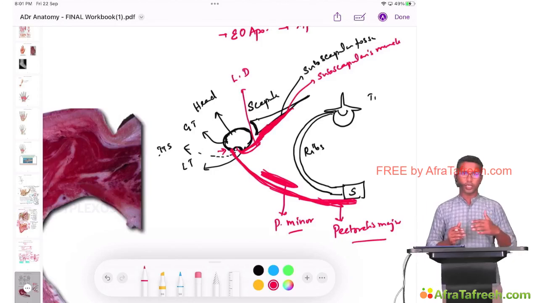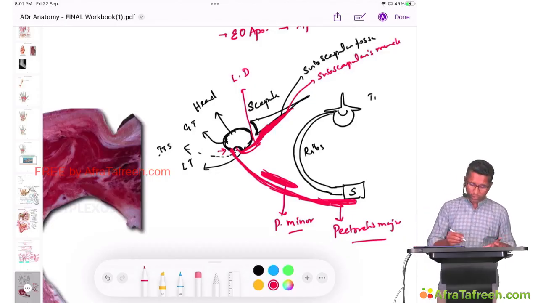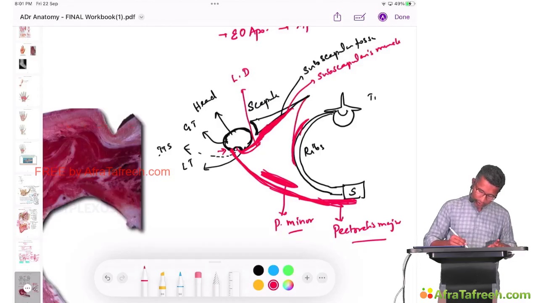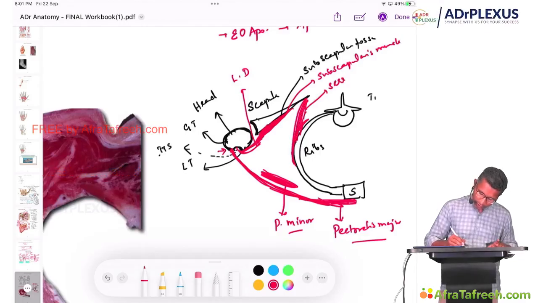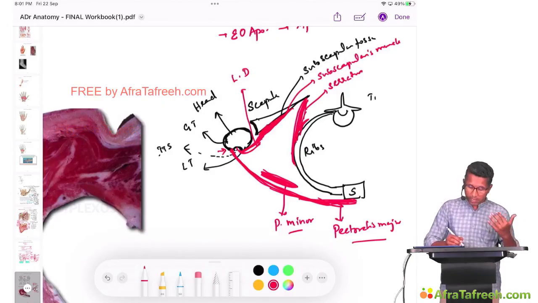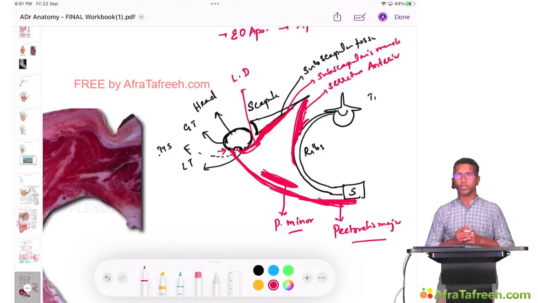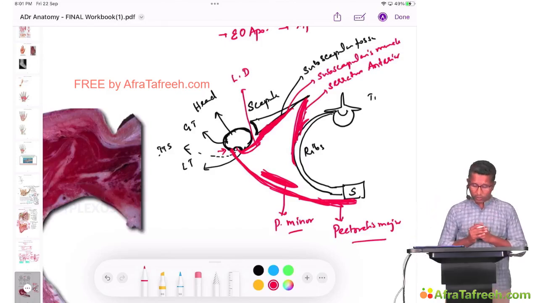So you got the posterior wall, you got the anterior wall, and on the medial side you got the ribs with the muscles attached to it, the muscle which is attached to the ribs on its outer aspect and getting attached to the medial border of the scapula. That is nothing but the serratus anterior muscle. This muscle arising from the ribs getting inserted into the medial border of the scapula is called the serratus anterior muscle.